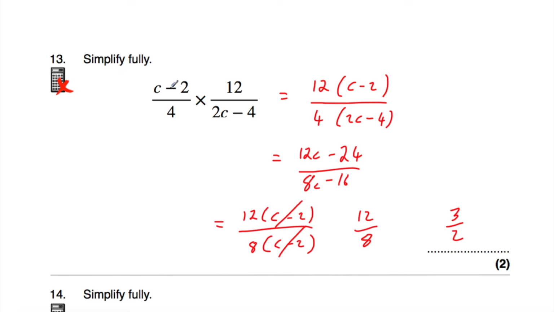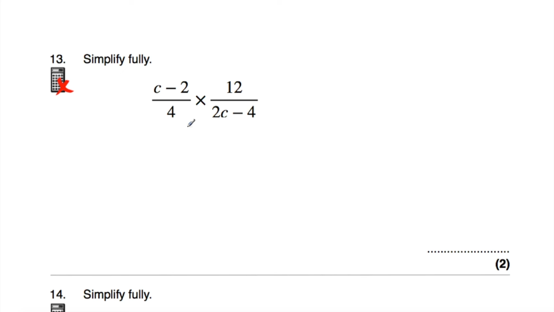Now in this question, what I've done was just multiply the numerators and the denominators together, then expand the brackets, then factorize and cancel down. Another approach would be to cancel down to begin with, to look at this numerator and this denominator and see if we can cancel anything down. If we have a look at this denominator here, 2c minus 4, this can be factorized. So I'm going to write it as 2 and then in brackets c minus 2, just taking a 2 out.